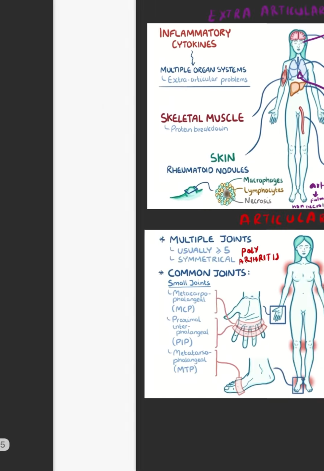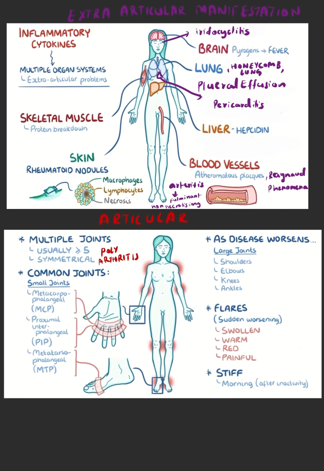And coming to the clinical features, I've told you that there are two things. One stays in the joint, one goes outside the joint. The one that stays in the joint will cause articular manifestations of rheumatoid arthritis. The one that goes out of the joint will cause extra-articular manifestations. To understand the extra-articular manifestations better, start from the brain and go down in sequence. Whenever there is inflammation, pyrogens are released. These pyrogens will go to the brain and trigger the temperature center, and that causes fever. That is what you should remember.